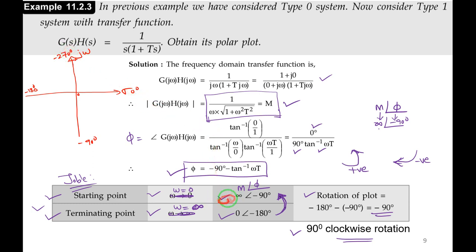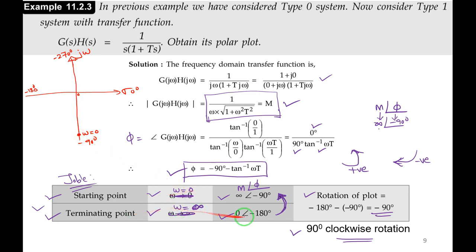Next, we will make use of this data. At omega equal to 0, what is the angle? Minus 90 degree. Minus 90 degree means this line. What is the magnitude? It is infinity. Infinity means I have to take somewhere. Let me take this infinity. Actually, this is not infinity, but I will assume this is infinity. What is the starting point? It is omega equal to 0. Magnitude is infinity, but angle is minus 90 degree. We have marked here.